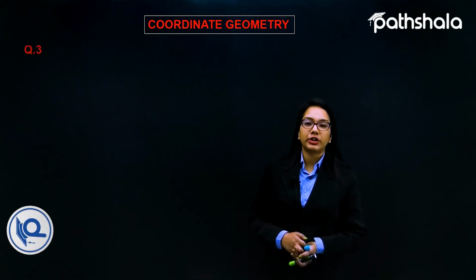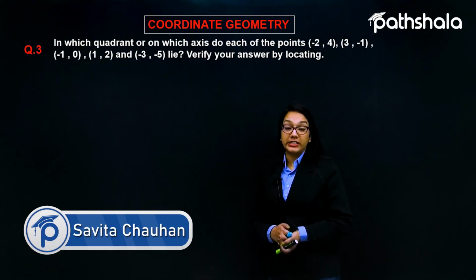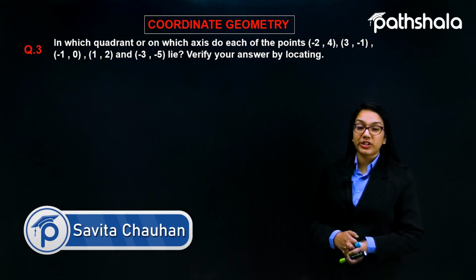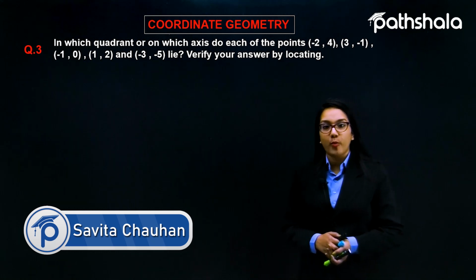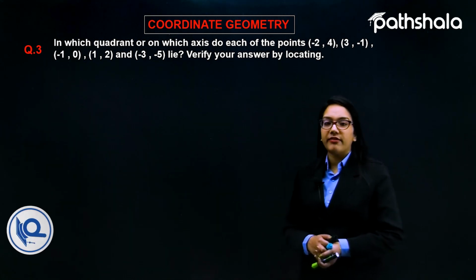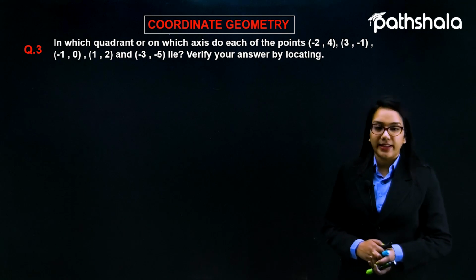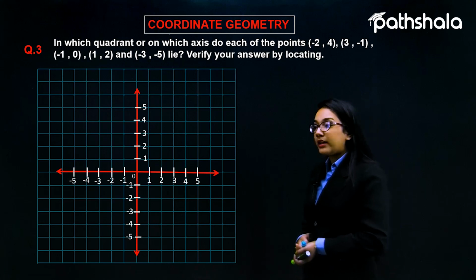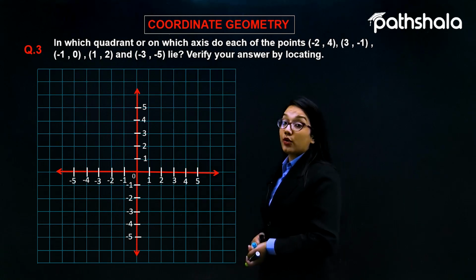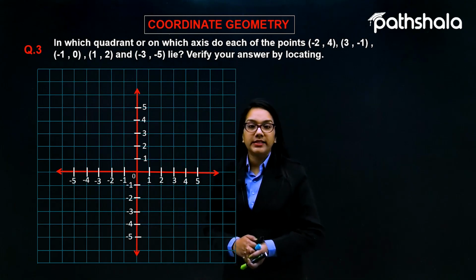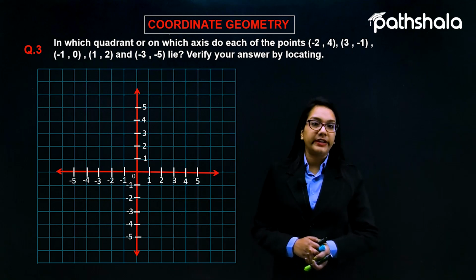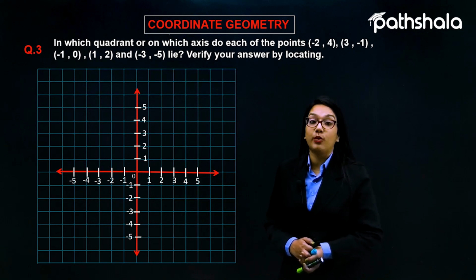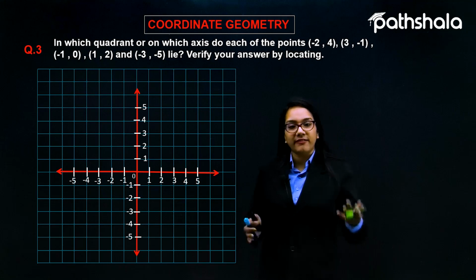Now let's move on further and talk about question number 3, which says: in which quadrant or on which axis does each of the points lie? Verify your answer by locating them. So let us suppose we are taking the xy plane again, or the Cartesian plane, or the coordinate plane. The question says in which quadrant these lie. You have to verify it by locating. So let's locate these points and then verify.